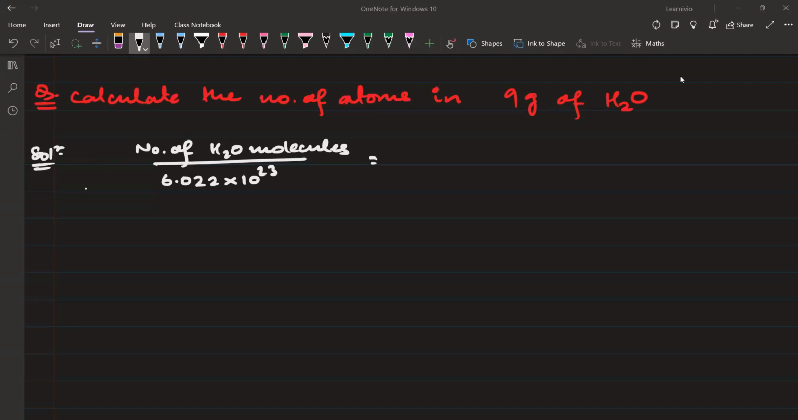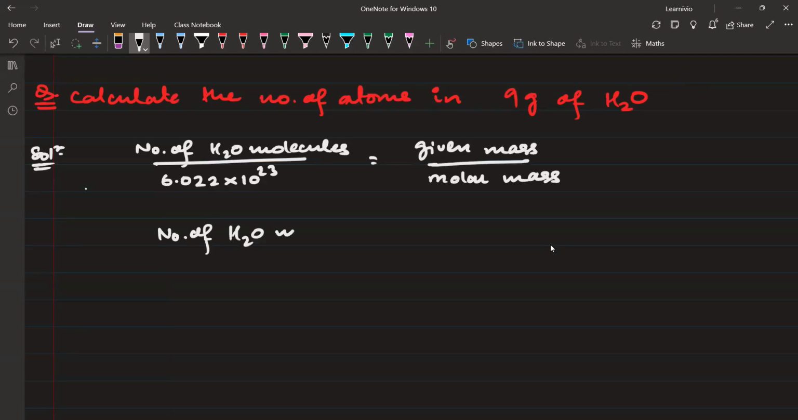Given mass by molar mass. What is the given mass? Given mass divided by molar mass of water. Fine. So I can say number of H2O molecules is equal to given mass 9, molar mass 18, multiplied by 6.022 into 10 to the power 23. What do you think? You get the number of atoms.